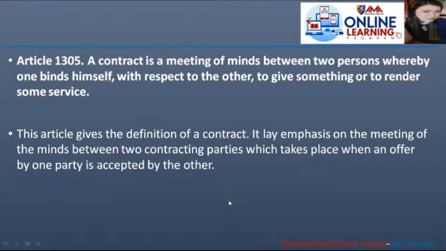It lays emphasis on the meeting of the minds between two contracting parties, which takes place when an offer by one party is accepted by the other. So there is an offer and there is acceptance. So when you agree to what is being offered to you, then the contract will commence, class. That is where the contract begins. So it becomes perfected, as we say.